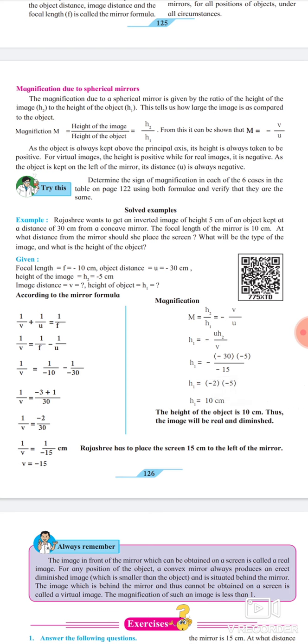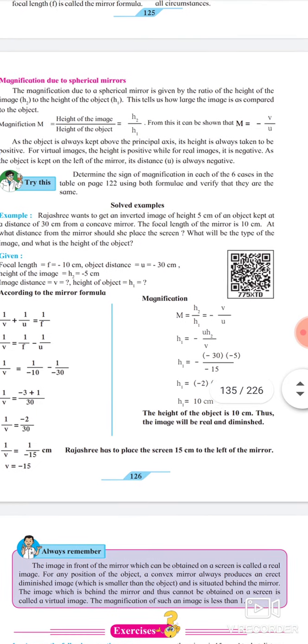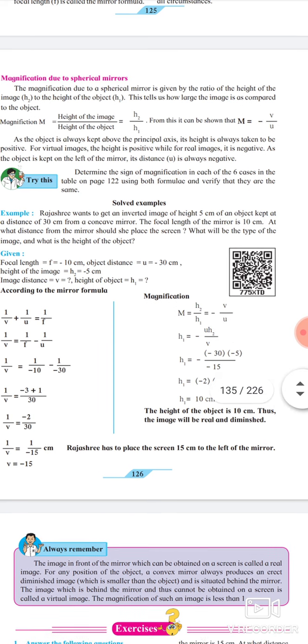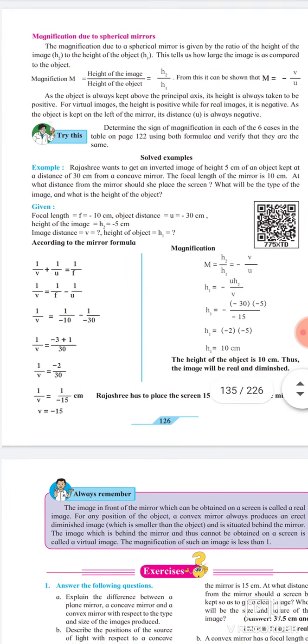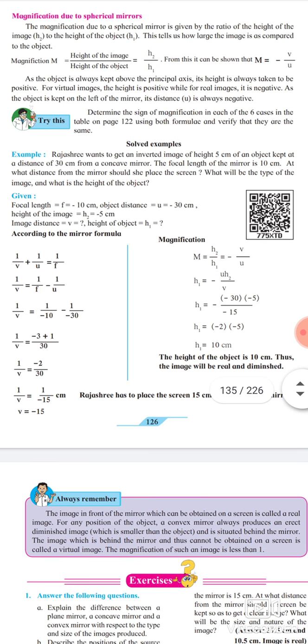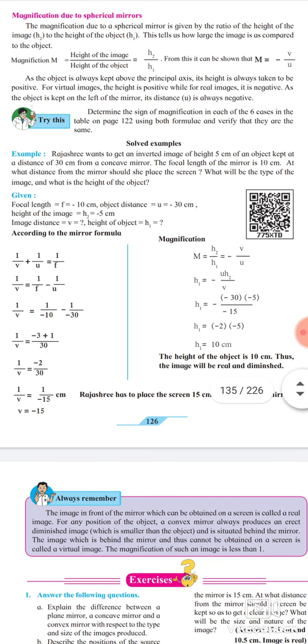So, if height is given in your problem, you can use the formula of height, that is h2 upon h1, and if object or image distance is given, you can use minus v upon u. You can see, children, m is equal to h2 upon h1 and m is equal to minus v upon u. As the LHS is the same, m is the same in both of them. So you can also write h2 upon h1 is equal to minus v upon u. This formula is useful to you in solving the examples. Now we will see one solved example.